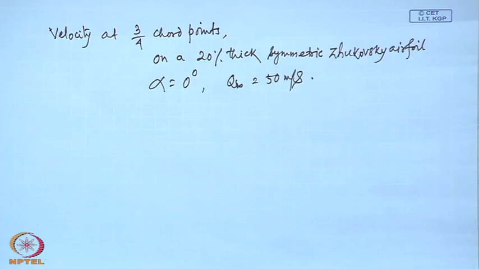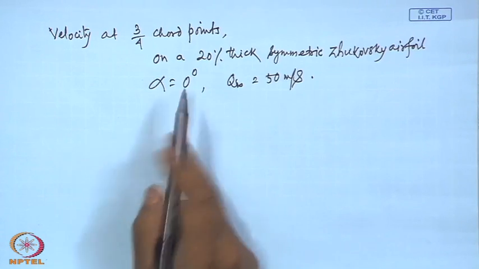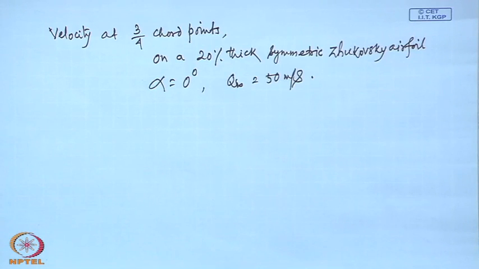See, there are two 3/4 chord points, one on the upper surface, one on the lower surface. However, in this case it is given the symmetric airfoil and the flow is also at 0 degree angle of attack. So, the upper surface and lower surface will be same. So, locating only one is sufficient. So, where is the 3/4 chord point?